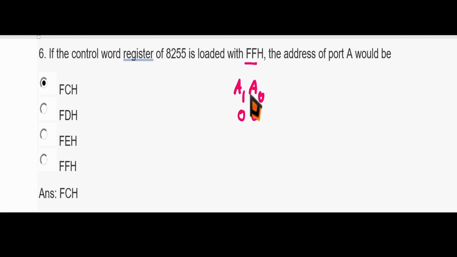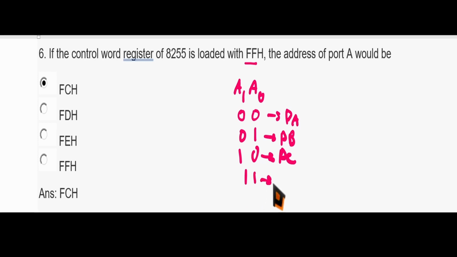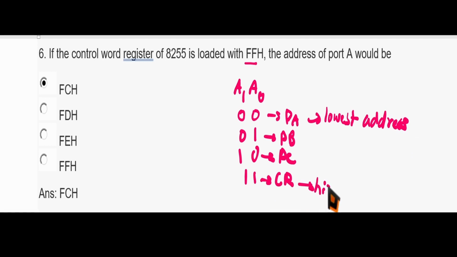That is, if both these address lines are 0, then it will be port A. If this is 0, 1, then it is port B. 1, 0, port C. 1, 1, control register. Now they are asking the address of port A. So for accessing port A, A0 and A1 should be 0. That means port A will have lowest address and control register will have highest address.